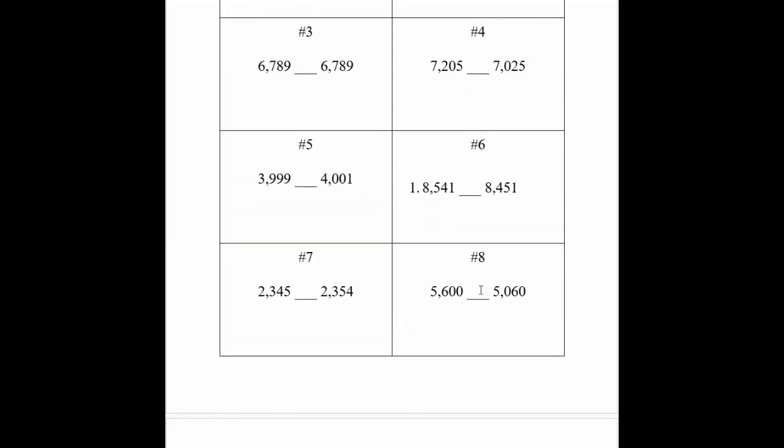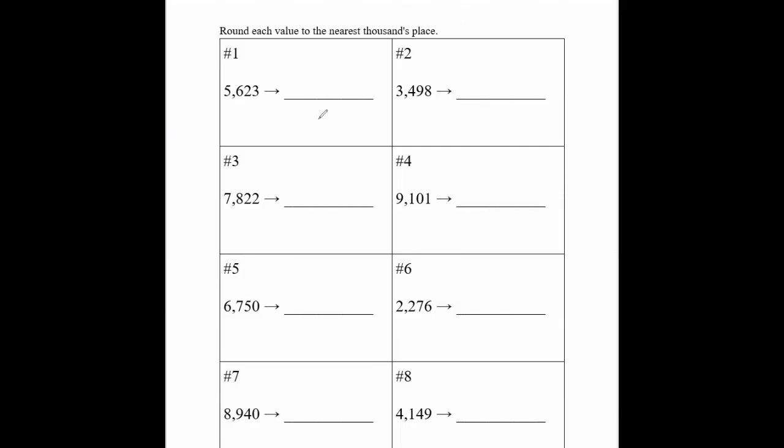Round each value to the nearest thousand. 5,623 would be rounded up because 6 is 5 or above, so you would round up to 6,000. 3,498 would be rounded down because 4 is less than or equal to 4, which is the limit for where you round down. So the answer to this is 3,000. And then 7,822, we're rounding the 7, and you're looking at the 8, so you're rounding up because 8 is greater than or equal to 5.